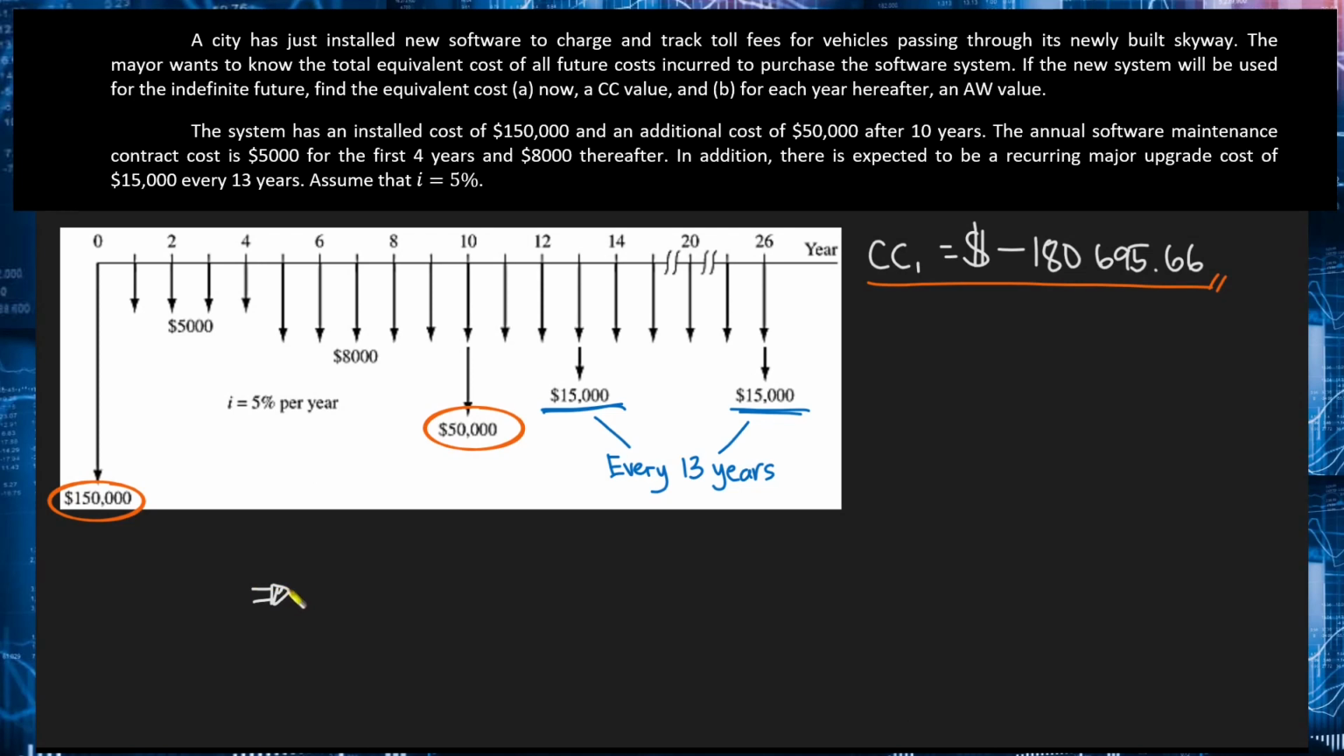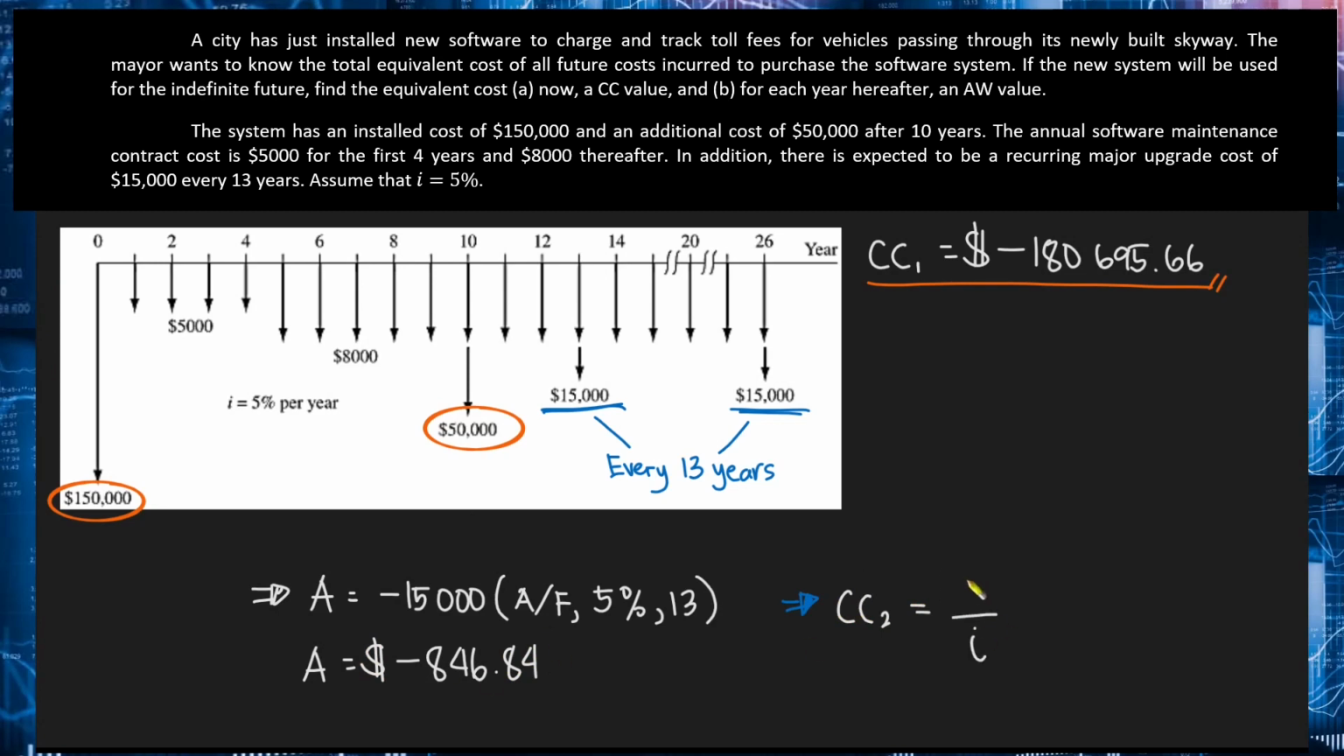Okay, and then next, the 15,000 recurring cost is converted to an annual value over the first cycle of 13 years. And then yung capitalized cost CC sub 2 is obtained at I equal to 5% per year. Okay, so we will simply use the A/F factor dito. Kasi hinahanap natin yung A, we are given the future amount na 15,000 at the end of every 13 years. So, hanapin lang natin yung equivalent uniform amount niya. So, that will be equal to negative $846.84. And then, to obtain the capitalized cost, we will simply divide this by the interest rate na 5%. So, this will be negative $16,936.80.